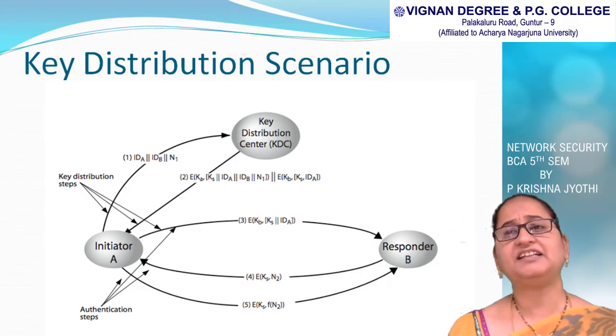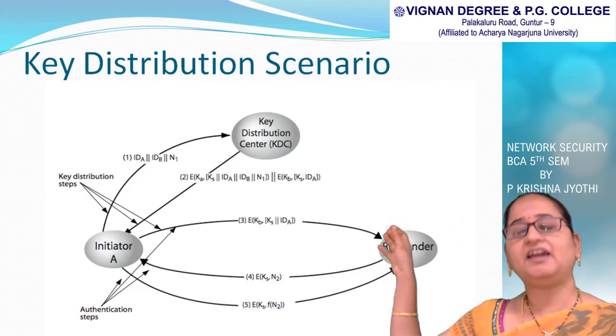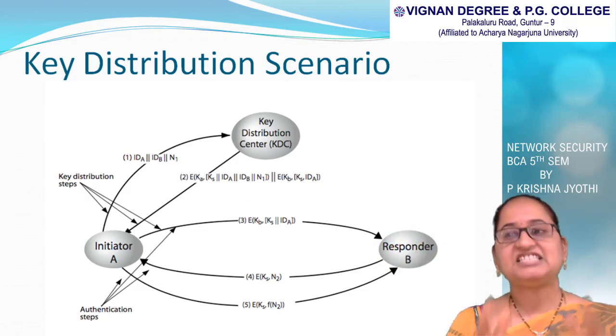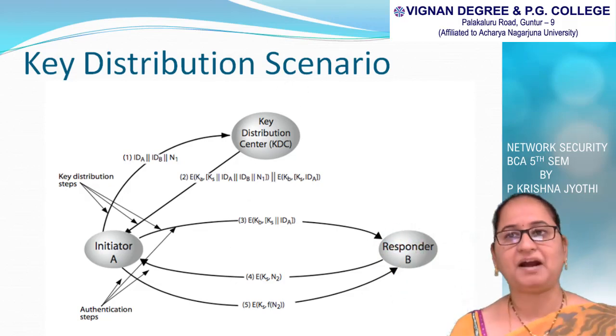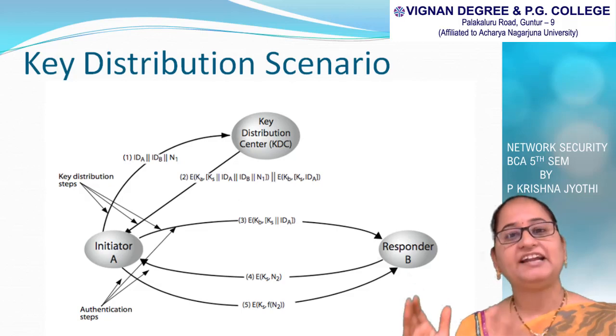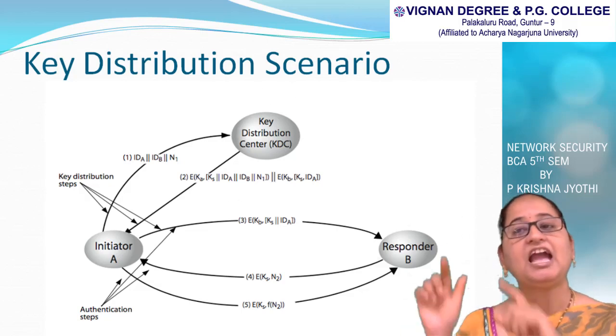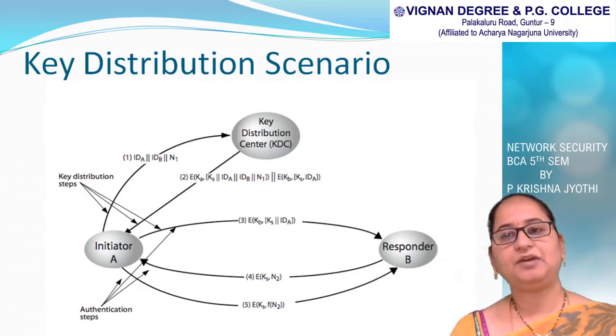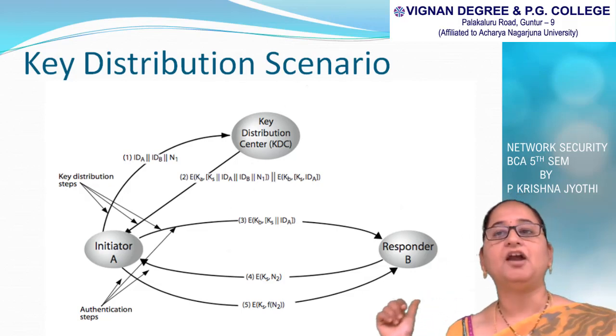The message placed by A. What's the message placed by A? Identifier A, identifier B, nonce and session key. That's one part. And another part is identifier A, session key, and it is totally encrypted with EKB. KB means the key of B.